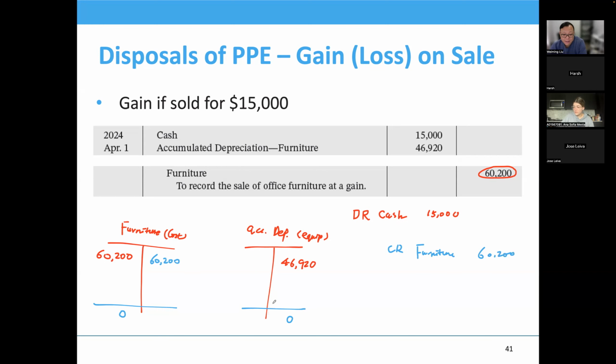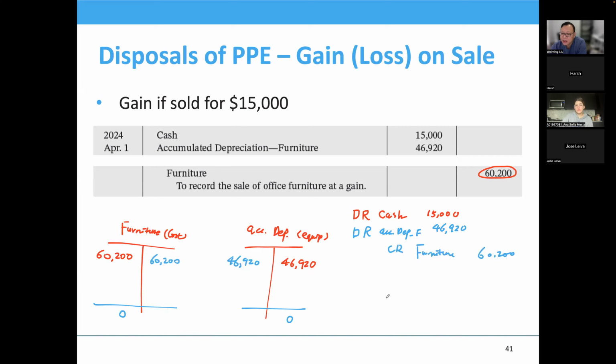And a similar idea, if you want to keep the cumulative depreciation on the furniture account at zero, well, you have to debit. You have to put 46,920 on the left side of the T account. So you have to debit cumulative depreciation on the furniture for 46,920. Okay, does this make sense?